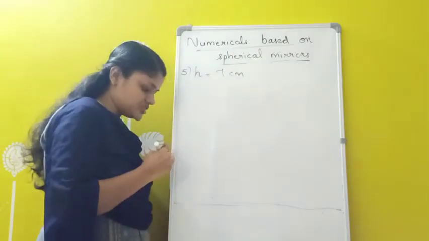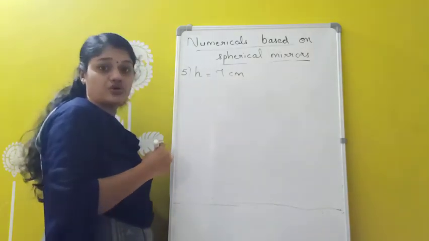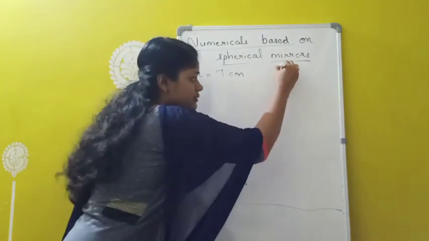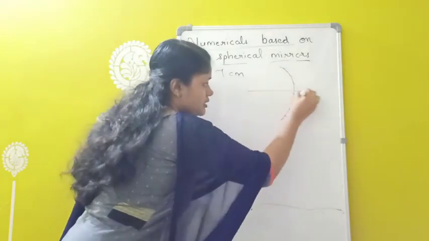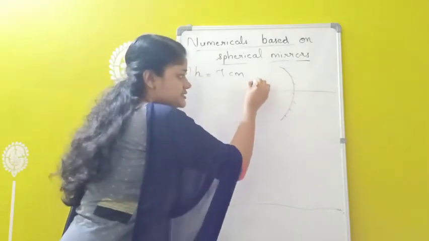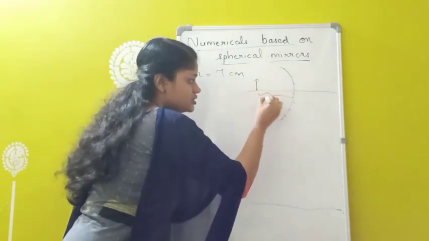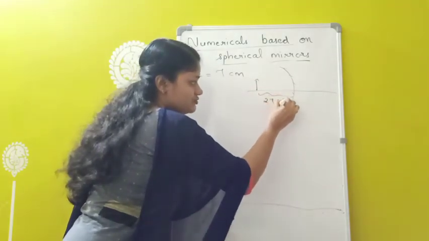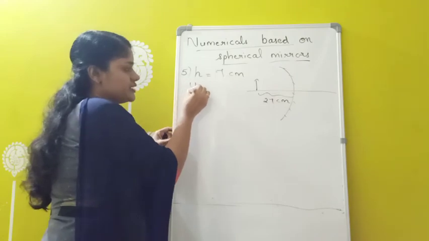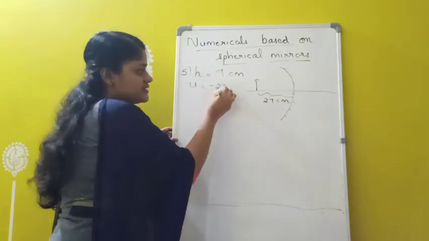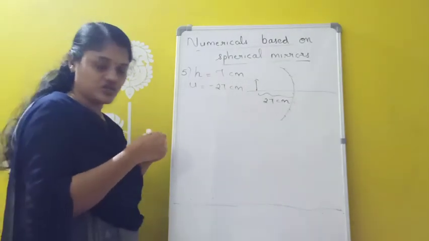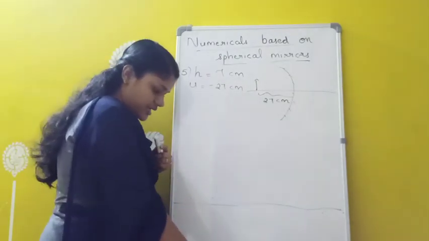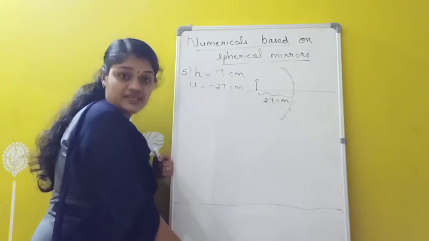Then it is placed at 27 centimeter in front of a concave mirror. So it's a concave mirror, and this object is placed at a distance of 27 centimeter in front of the concave mirror. That means u equals minus 27 centimeter, because this u is always minus. I told you the object is always on the left hand side. Okay, in front of a concave mirror of focal length 18 centimeter.